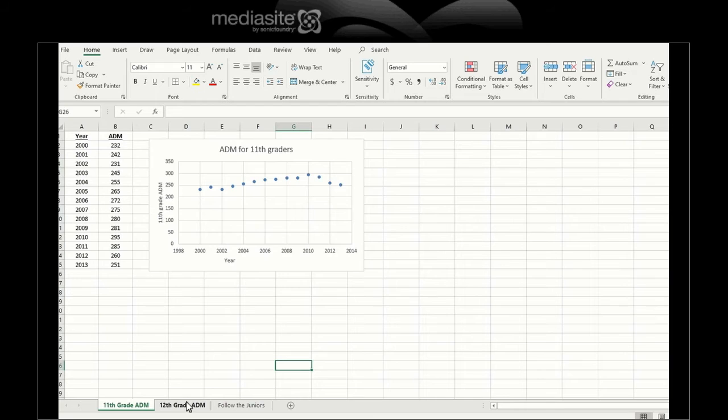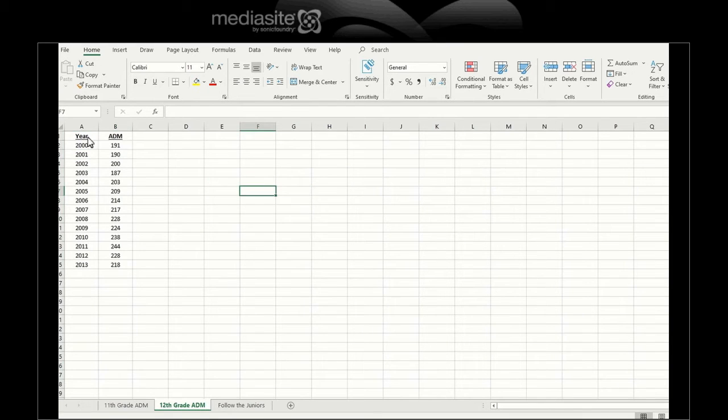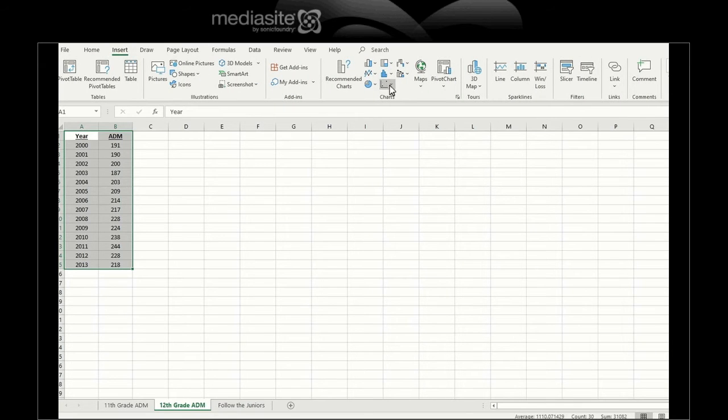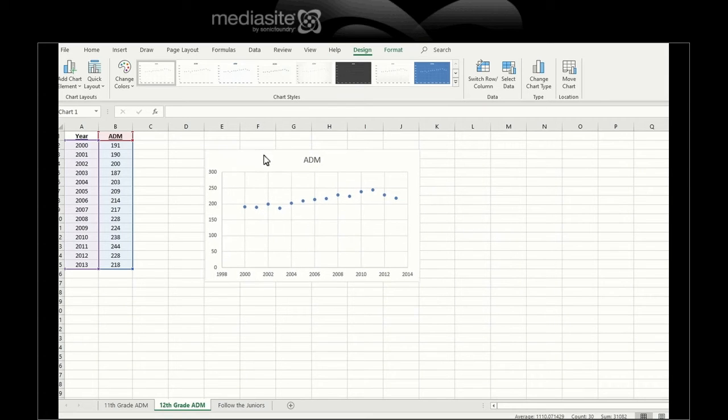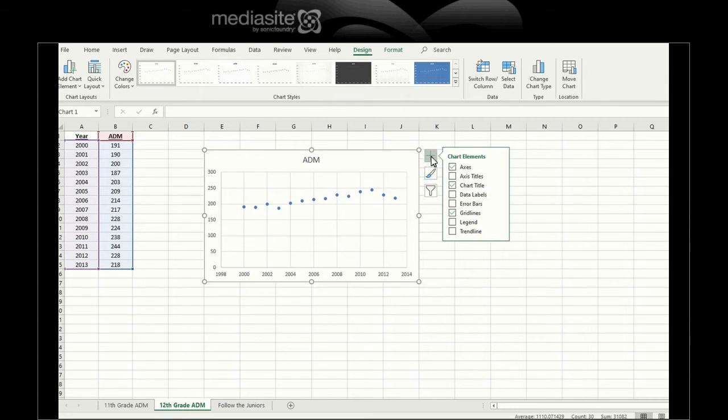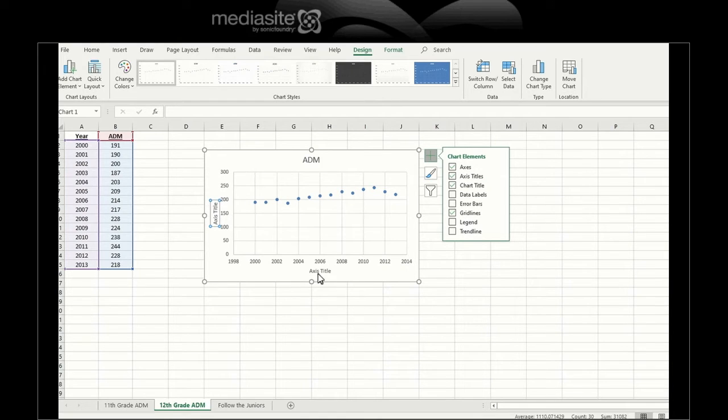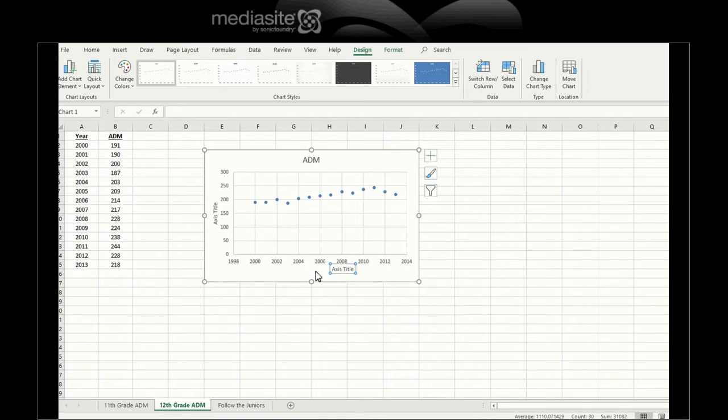For 12th graders, same thing, highlight the data, insert a scatter plot. Let's add a title. Again, it takes a little bit of work.